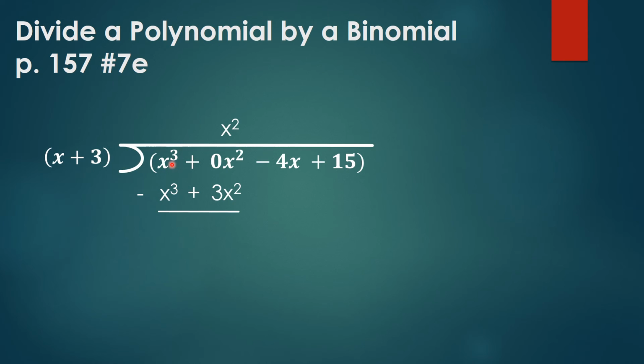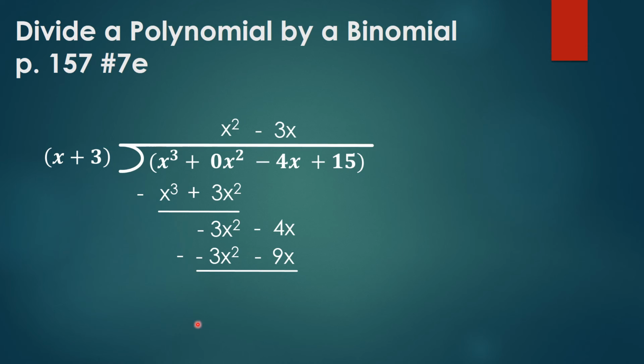And I subtract. x cubed minus x cubed is 0. 0x squared minus 3x squared is negative 3x squared. I bring down the 4x and I bring down the negative sign. I bring down negative 4x. Start over again. What do I multiply this x by in the divisor to give me negative 3x squared? Well, it's going to be negative 3x. So negative 3x times x gives me negative 3x squared. Negative 3x times 3 gives me negative 9x.